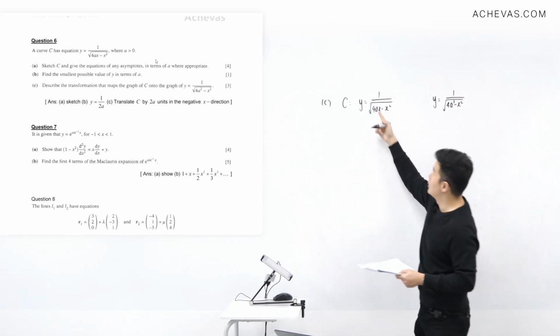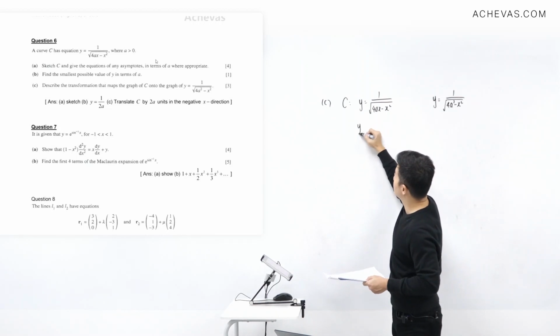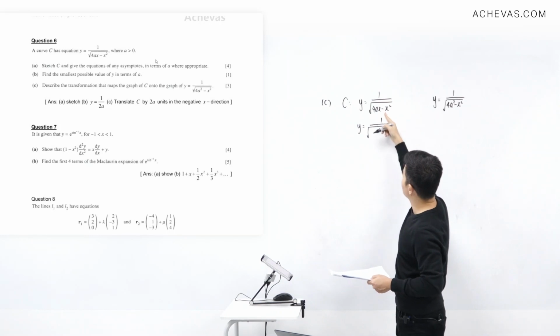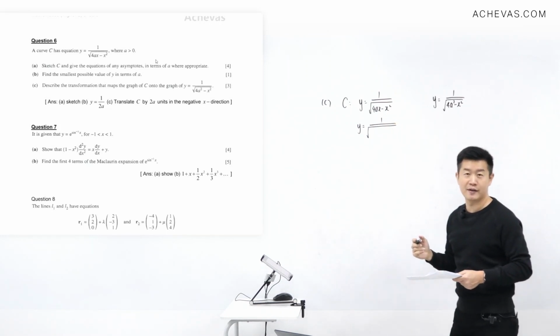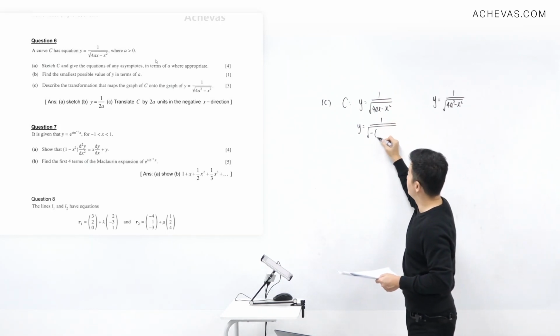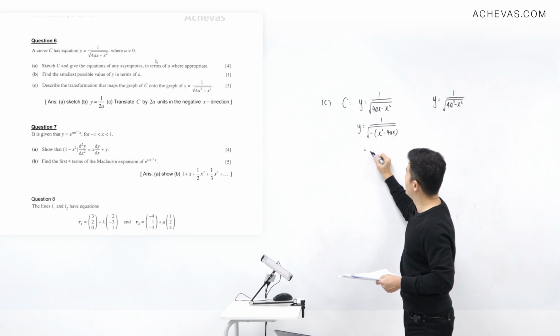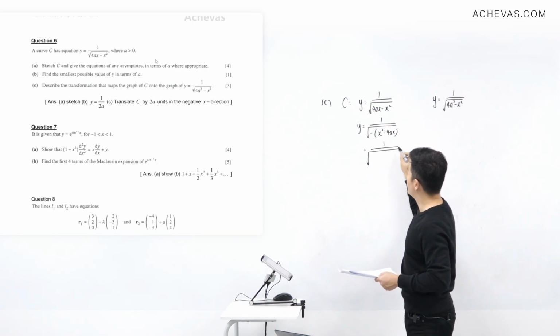Let me show you what I mean. Based on this, I'm going to complete the square for the denominator. To do that, we first need to make sure that the coefficient of x squared is positive. So I'm going to factorize out a minus, which will give me x squared minus 4ax. And this will become 1 over square root of, okay, now we can complete the square.